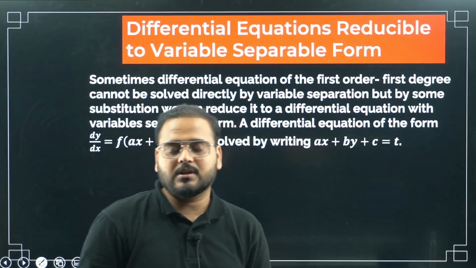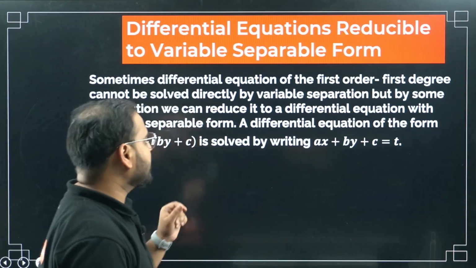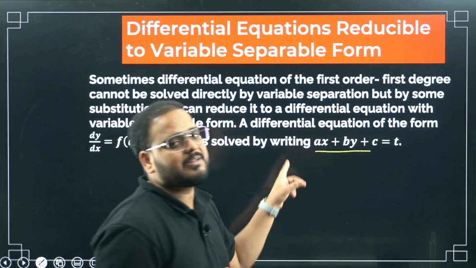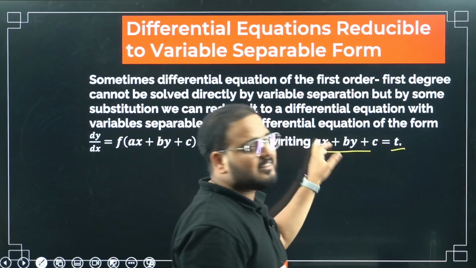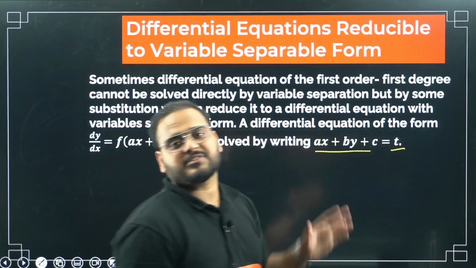So what you do in that case, you have to use some substitution. What can you substitute? Instead of writing ax plus by plus c, you can write simply that as t, and find the derivative of t using that. Then you will use that in the equation. We'll see that, no problem.